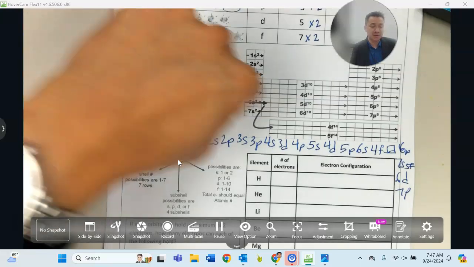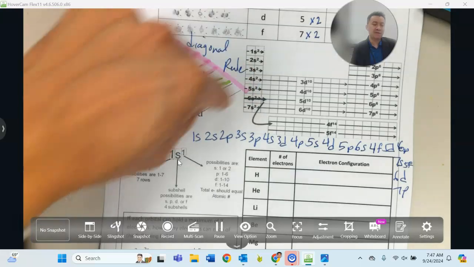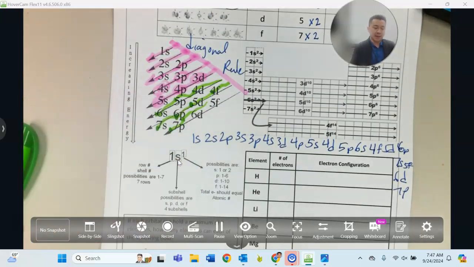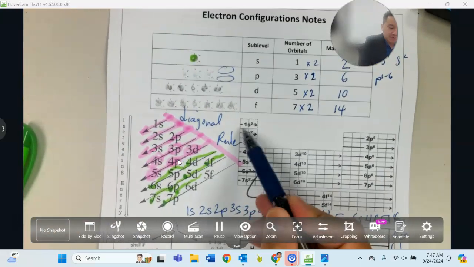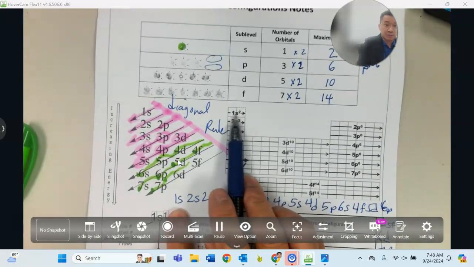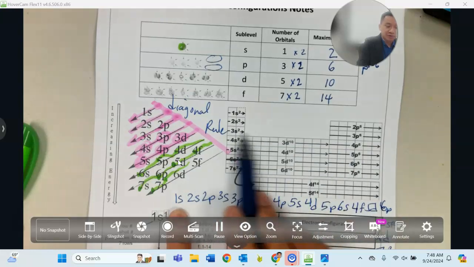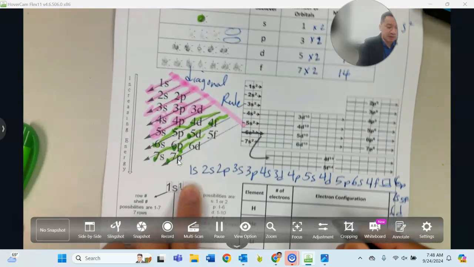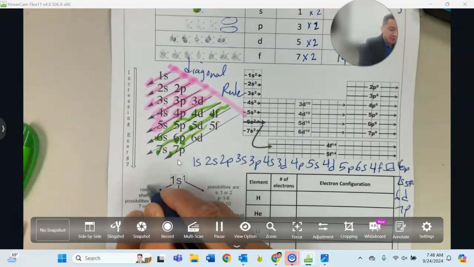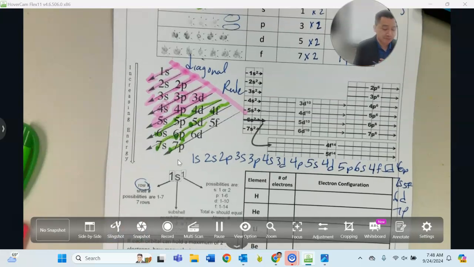Remember, go back to the end. Follow the arrow. Go back to the end. Follow the arrow. As you read it, 1s is the first row. The first row only has 2 electrons: 1s1, 1s2. Second row is 2s. Third row is 3s. So the number in front corresponds to the row number, the shell number. There are 7 rows. It only goes up to 7.